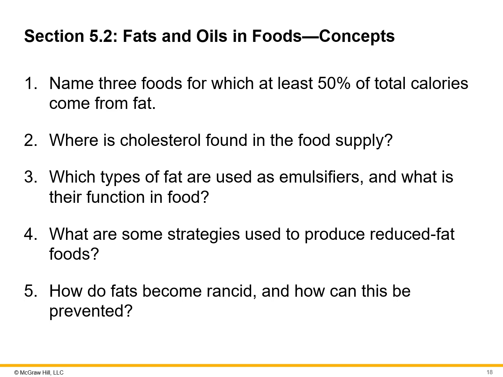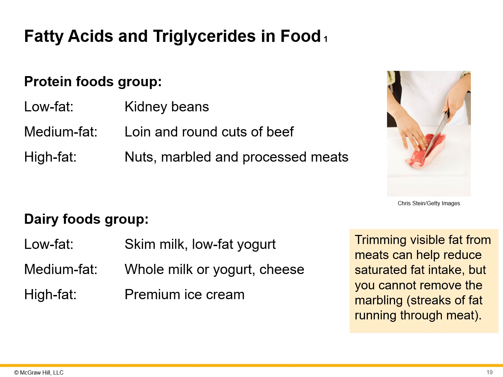All right, so moving into section 5.2, looking at the differences between fats and oils and looking at them in our foods. So fatty acids and triglycerides in our food. Protein is where we think about these, and I'm giving some examples of where we find these triglycerides. Some low-fat protein groups are things like kidney beans. A medium fat would be a loin or a round cut where there's not a lot of fat on it. Or then high fats would be nuts or marbled, just meaning the fat's embedded in it. And also processed meats, like our lunch meats and that type of thing.